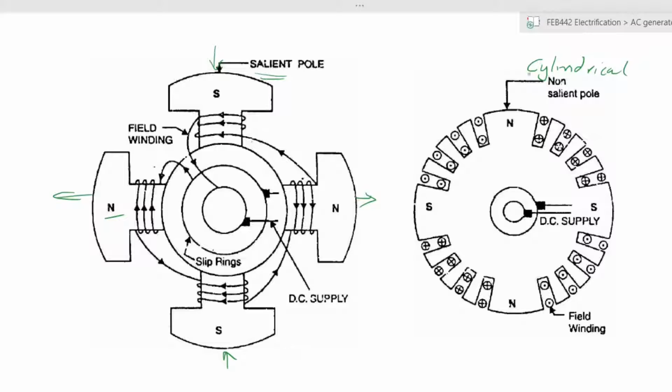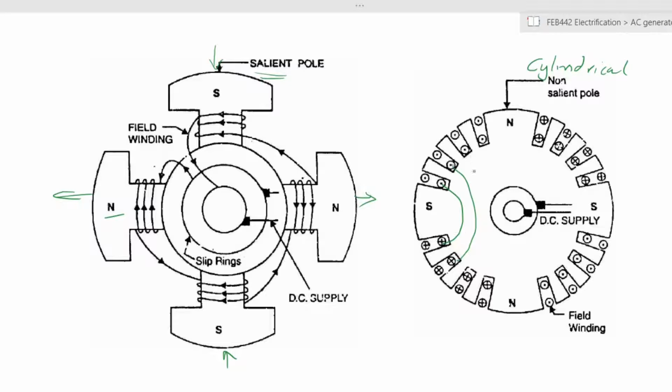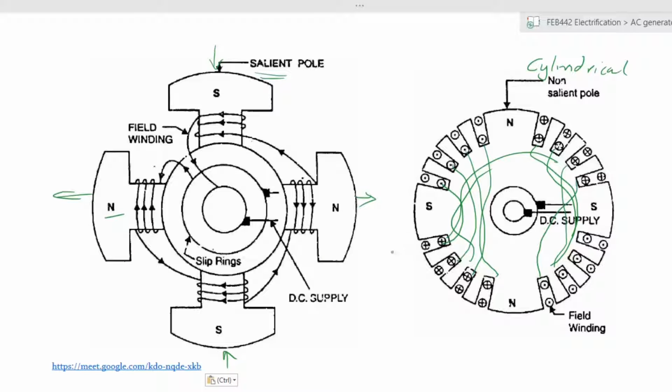In the case of the cylindrical windings, you can have one winding here going across to another winding there. This winding going across to that winding. So they are distributed along the surface of the machine. And that is why they are called cylindrical. The windings go around the machine along its surface. So from this point, they don't even go inside. They go from one to the other along the surface of this side.